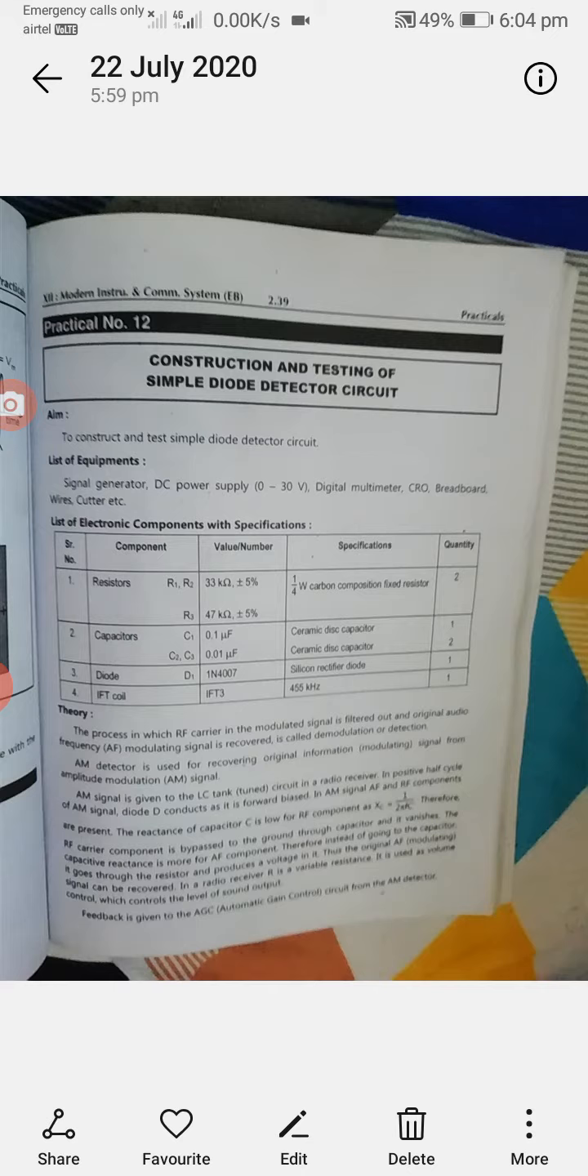The list of equipment required for this experiment is: signal generator, DC power supply 0 to 30 volt, digital multimeter (DMM), CRO (cathode ray oscilloscope), breadboard, wire cutter, etc. List of electronic components with specification.